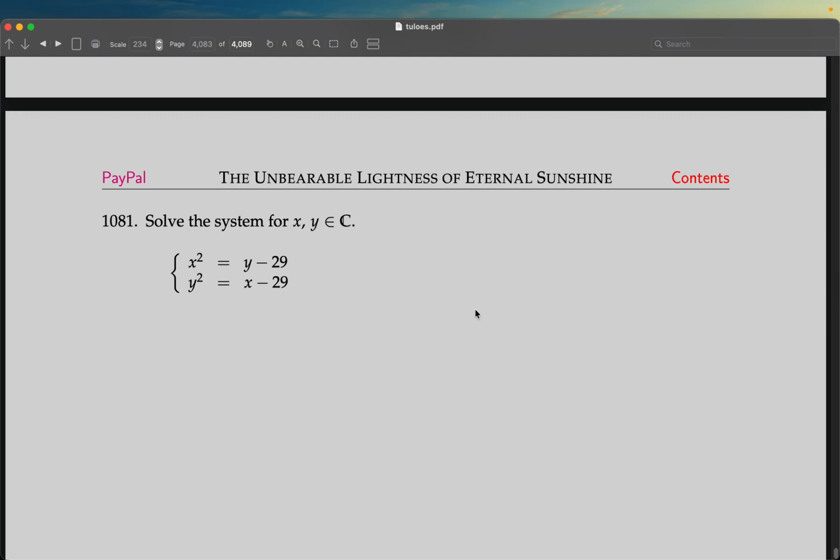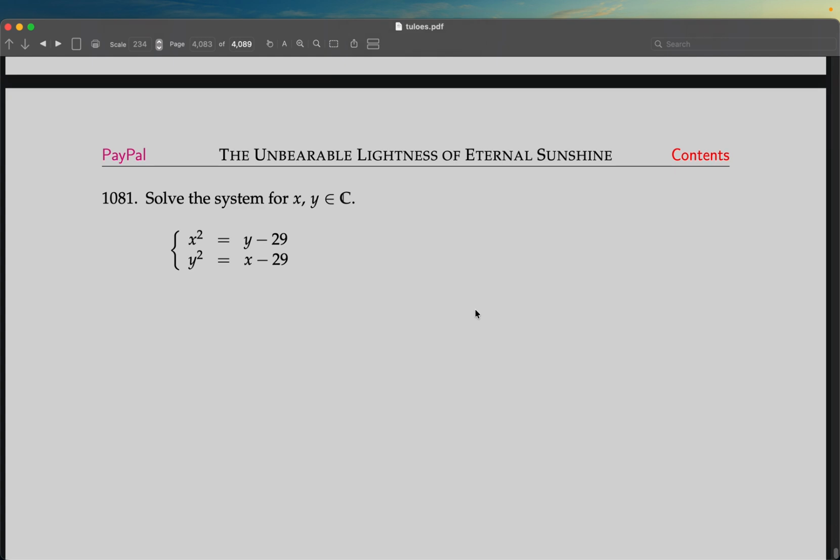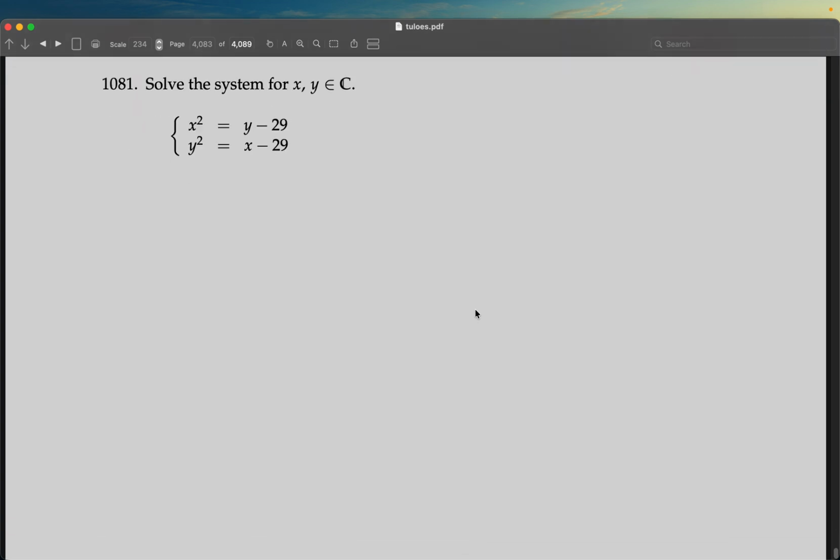Okay, we're on problem, let's see, 1081. Solve the system of equations for x and y where x and y are complex numbers. That should not preclude the case where they're pure real numbers either, because that would mean it would be 0i. But anyway, let's take a look at a picture of it first.